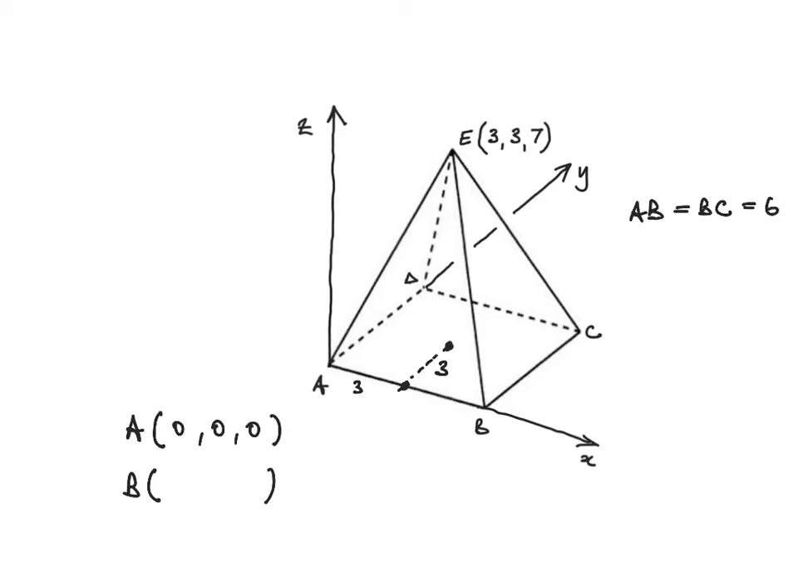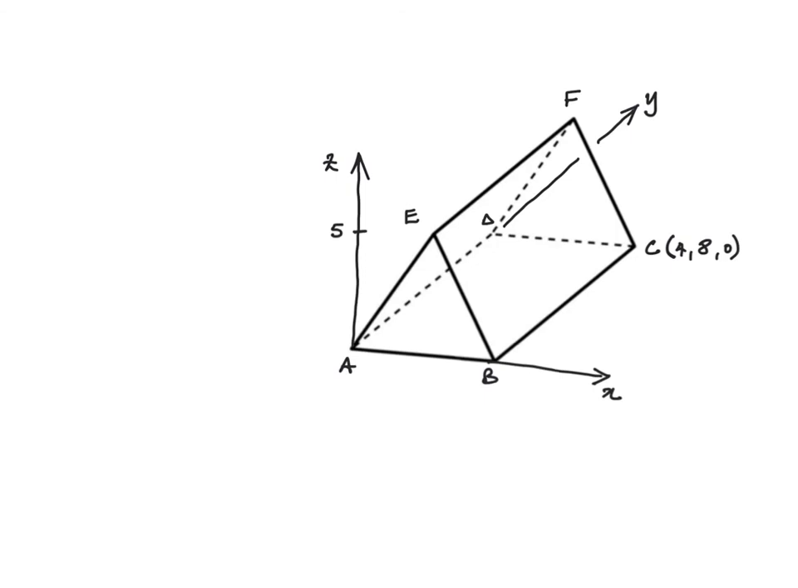So the point B then is 6 in the x, 0 in the y, 0 in the z. The point C, so that's 6 in the x, so from A to B is 6, from B to C is 6, and 0 in the z direction. And the last point we have to get is the point D, which is 0 in the x, 6 in the y, and 0 in the z.